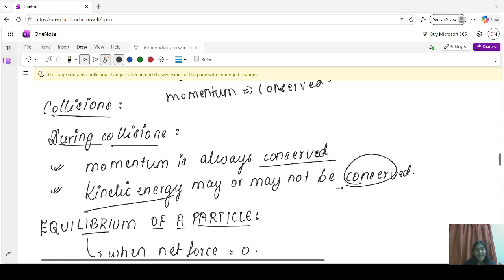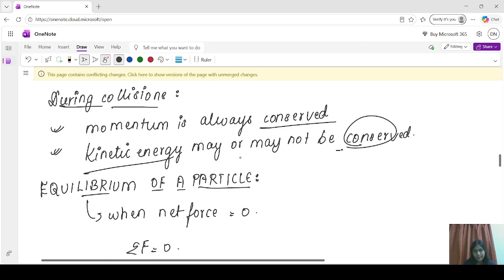Let us take collision of balls. When two billiard balls collide, the momentum before and after the collision will remain the same. So what are the examples that we have considered? Gun recoil and collision of balls. In all these cases, momentum will be conserved. So total momentum will remain constant. Before and after the collision, momentum will be the same.